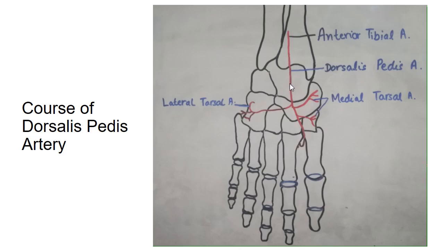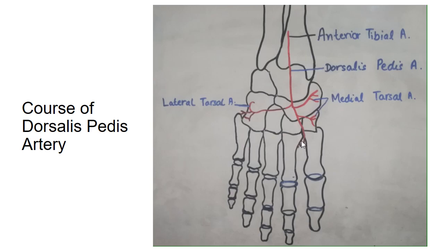It then runs anteromedially like this, deep to the inferior extensor retinaculum, between the tendons of extensor hallucis longus and extensor digitorum longus muscle on the dorsum of foot. This artery takes an oblique path on the dorsum of foot. It courses over the dorsal surface of the talus, navicular bone, and the intermediate cuneiform bones, and reaches the first intermetatarsal space right here.